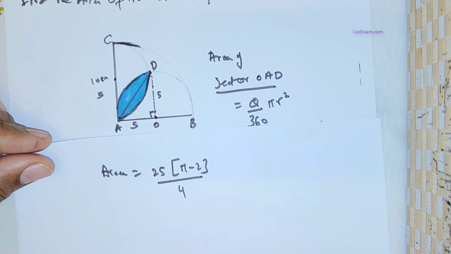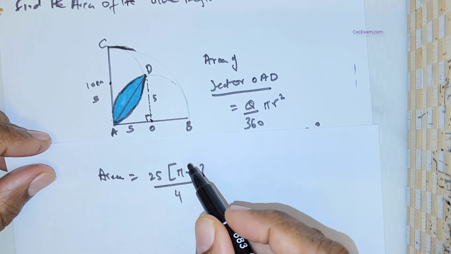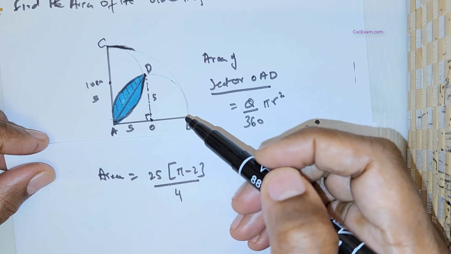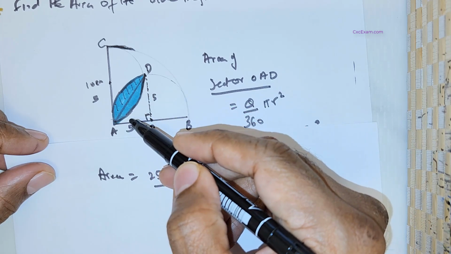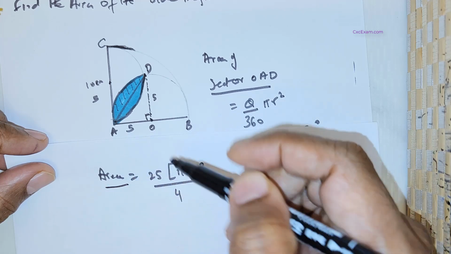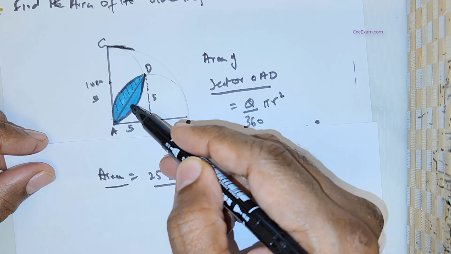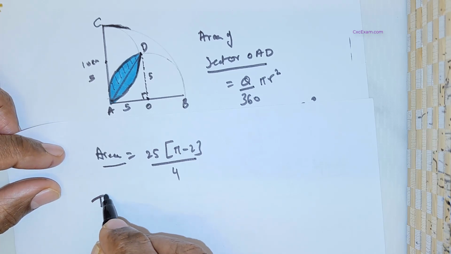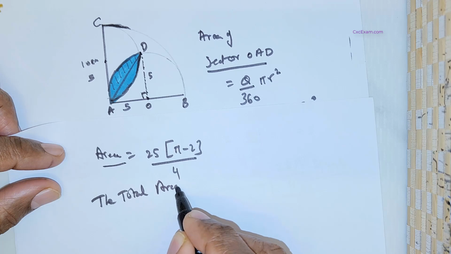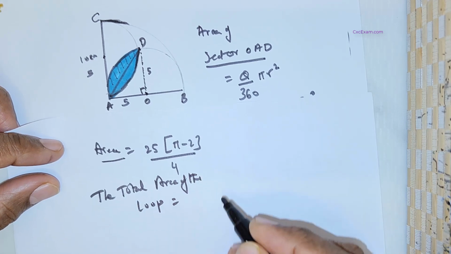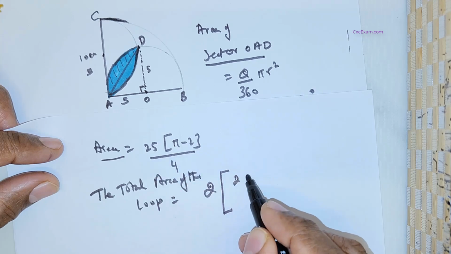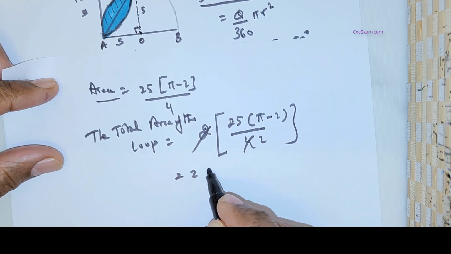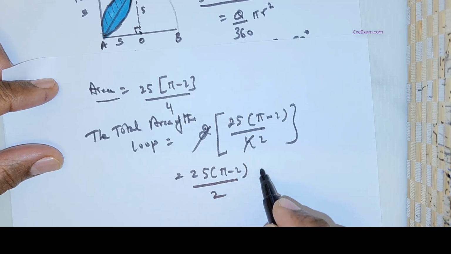Now most importantly, this area that we have just got provides us only this strip, this segment, right? Because from the sector area we are taking away the area of the triangle. So the outcome is going to give us only one strip, but we need this entire loop. So by symmetry, the total area of the loop is given to be 2 times 25 times (pi negative 2) divided by 4. So 2 divides here 2 times, this is going to be 25 times (pi negative 2) divided by 2 square units.